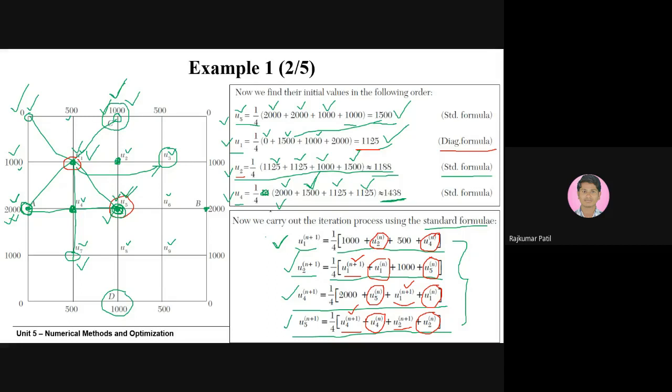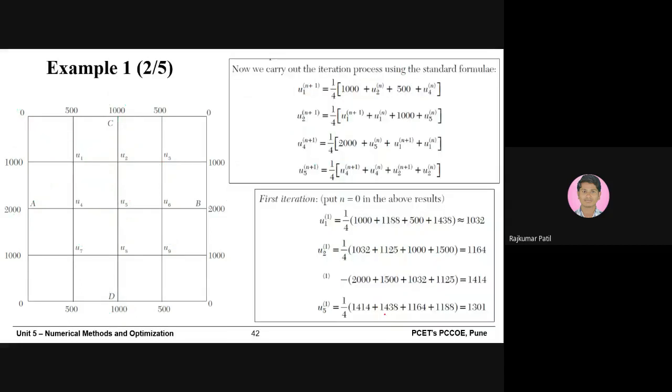So once these formulas are ready, just keep on putting the next value. For our understanding purpose, I wrote all the formulas here once again. In the first equation, we will see how to calculate the next iteration. So put n is equal to 0.